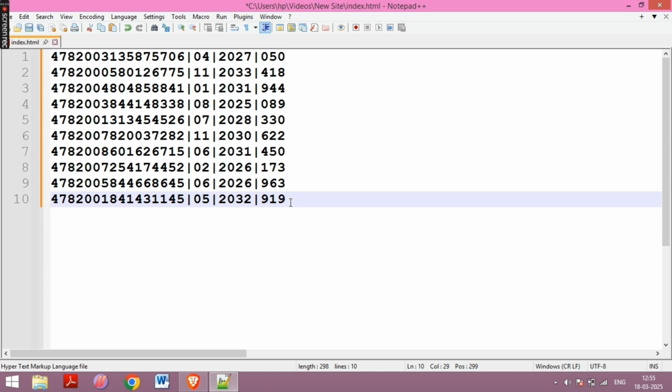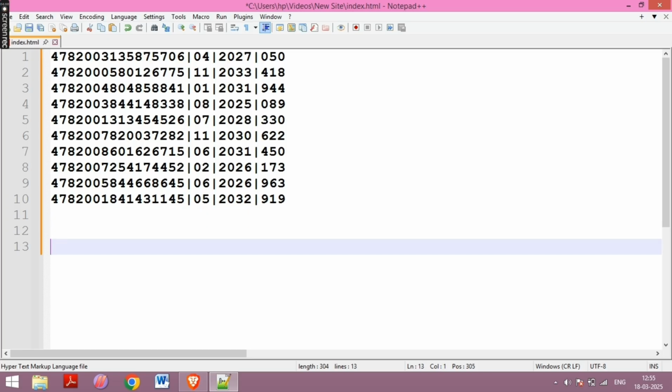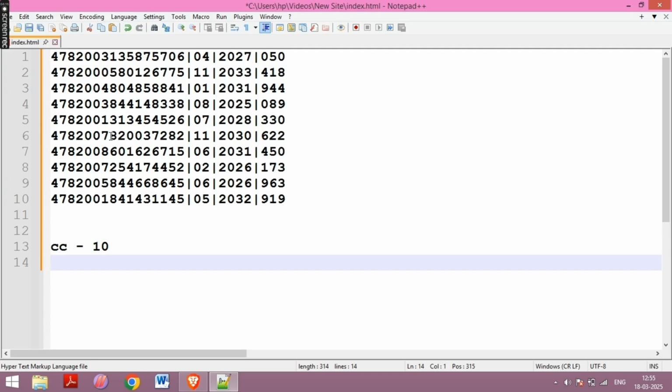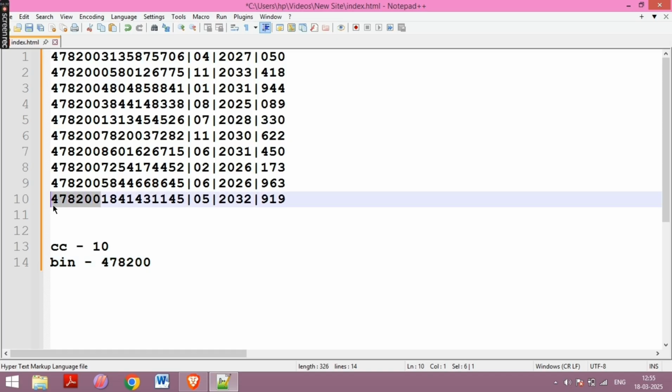So let's say these are 10 CCs. These all are CCs. There are a total of 10 CCs. Now how can you find the bin of the CC? The bin of the CC is the first 6 digits. This is the bin. So what is the bin of these 10 CCs? 478200. Why? Because these are the first 6 digits and it is the bin.